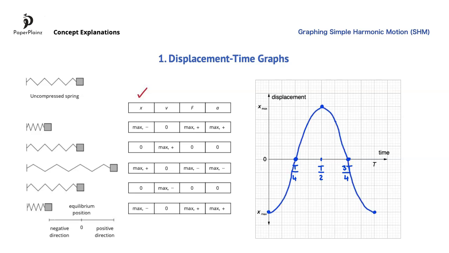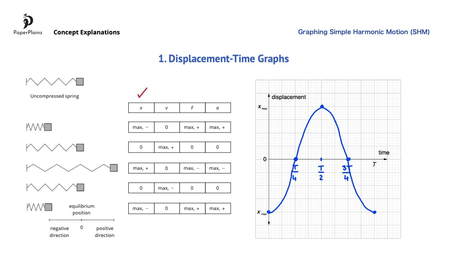It's important to note that our displacement time graph starts at the negative maximum displacement position because this is where we started observing the motion of the object. If we would have started our timer when the object is passing through its equilibrium position or when it is at its positive maximum displacement position, the graph would be shifted to the left or to the right.